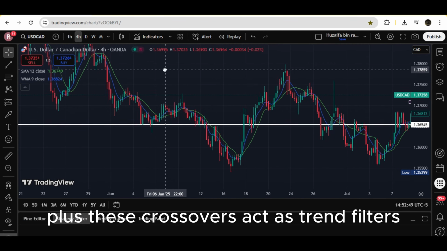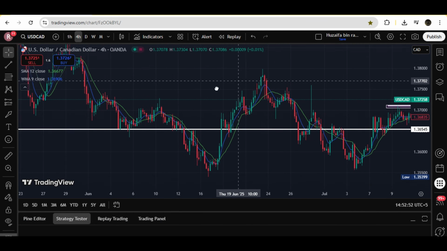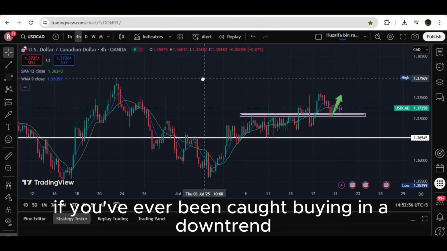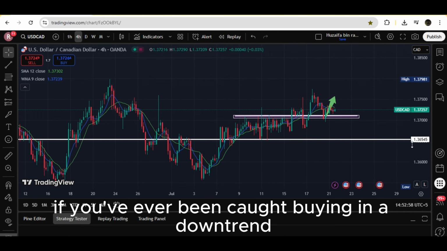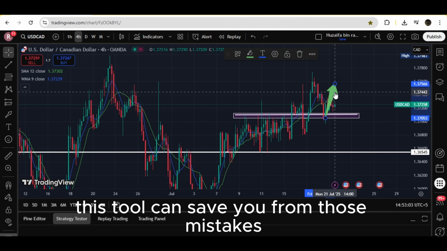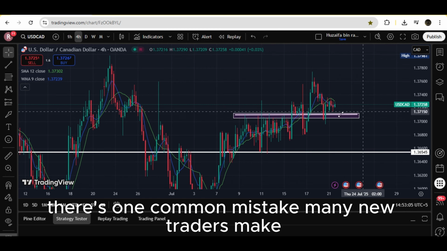Plus, these crossovers act as trend filters. They help you avoid trading against the market. If you've ever been caught buying in a downtrend or selling in an uptrend, this tool can save you from those mistakes. However, there's one common mistake many new traders make.